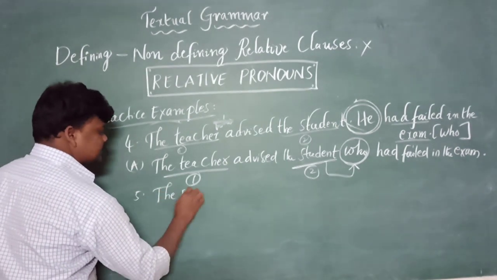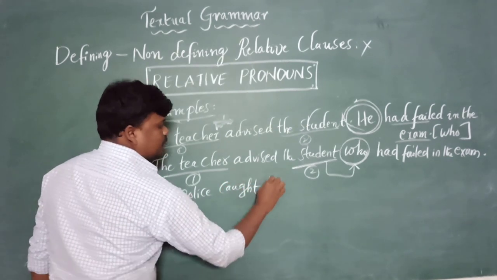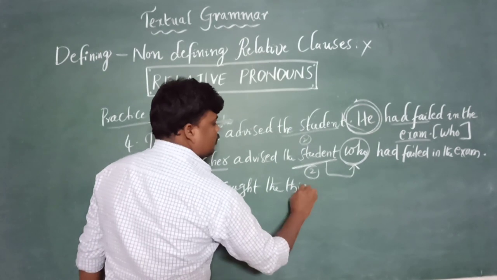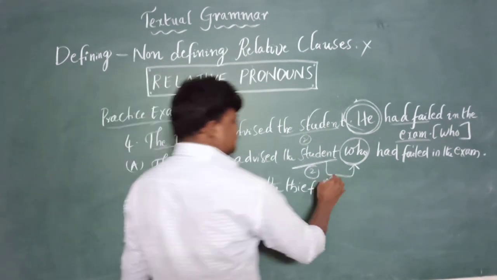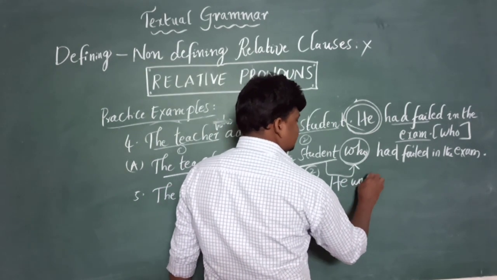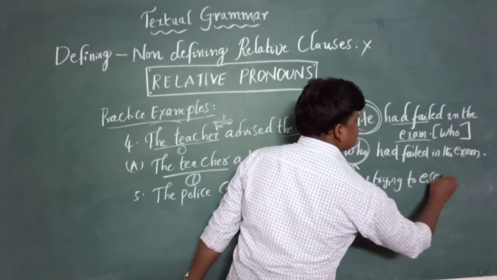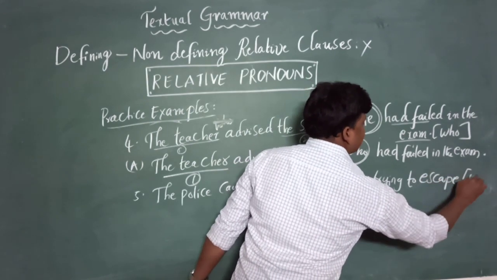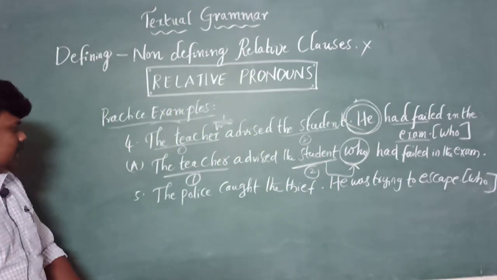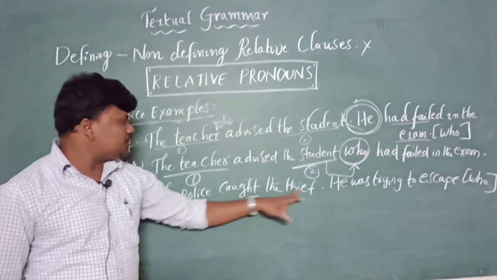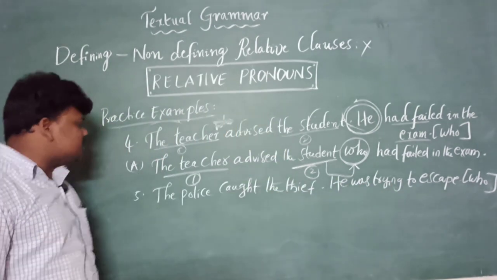The police caught the thief. He was trying to escape. We need to combine these with who, right? See, the police caught the thief. He was trying to escape. We need to combine the two sentences with who.